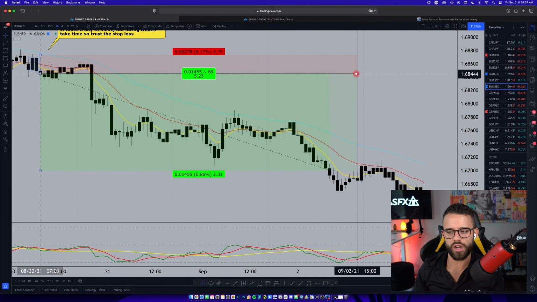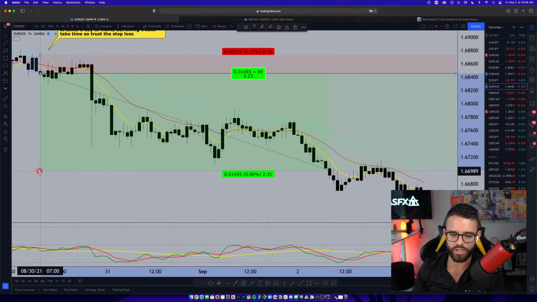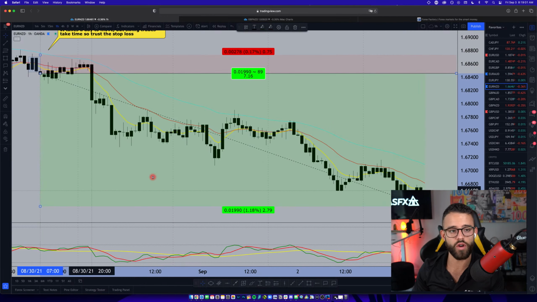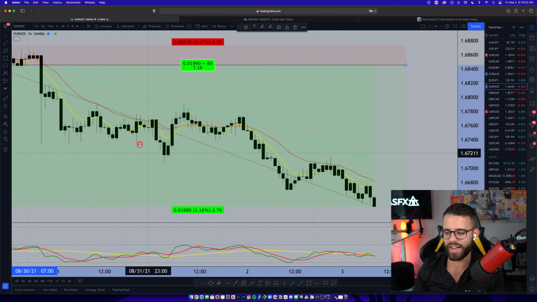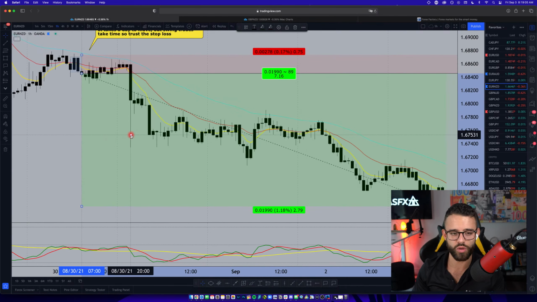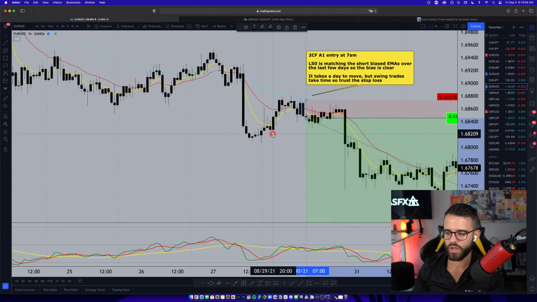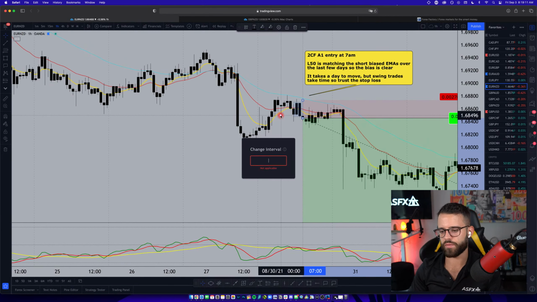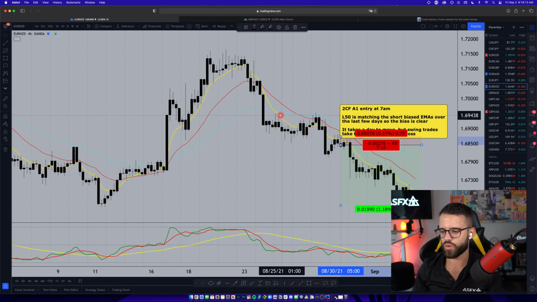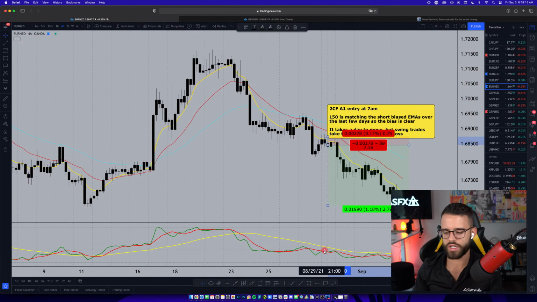Euro NZD, another big runner from Monday. This one's actually even cleaner, and it's still falling, as you can see. 199 pips so far. It's a huge move. So let's go back, and we'll start on Monday. Since you guys know we're checking the higher time frames, let's go to the 4 hour really quick and see if it's short biased. L50, as you can see, is in the sell zone.